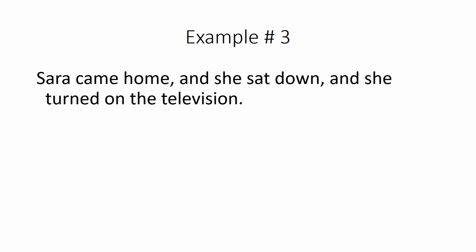Example number 3. Sarah came home and she sat down and she turned on the television. Sarah here is the first subject. Came is the verb. Came home is the predicate. So Sarah came home is the first independent clause. She is another subject. Sat is the next verb. Sat down is the next predicate. So now you have a second subject, second predicate, second independent clause. She again is a subject. Turned on is the verb. Turned on the television is the predicate.